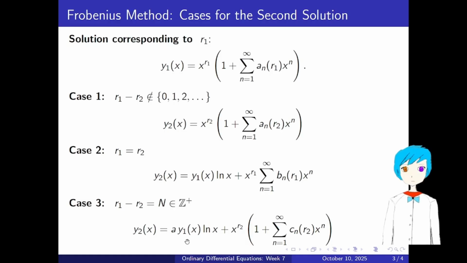The third case, which is the most complicated one, is when r1 minus r2 equals an integer. In this case, the second solution is a y1 ln x plus x^r2 times a series solution, where those c_n are to be determined by this constant a. So in different scenarios, we indeed can formulate two linearly independent solutions for the general second order linear ODE.